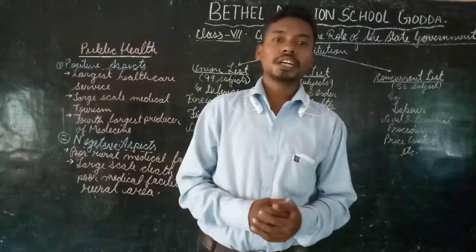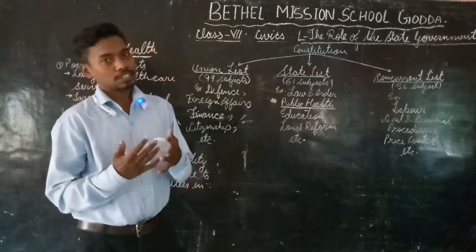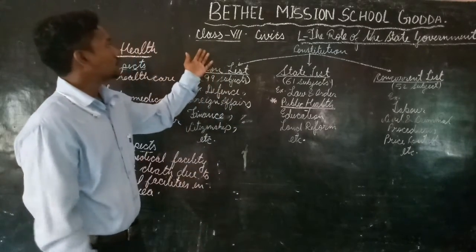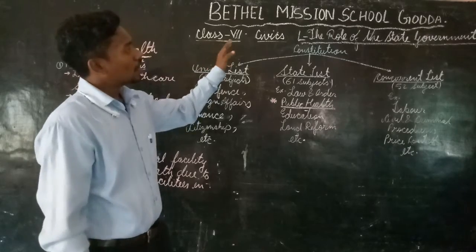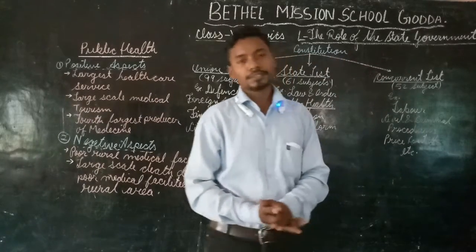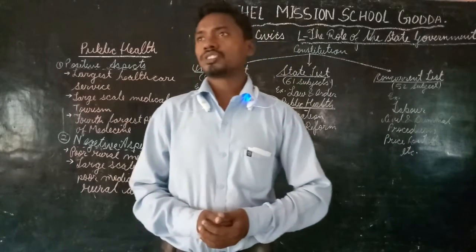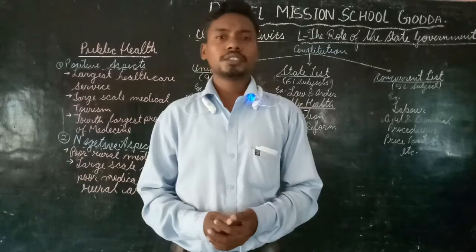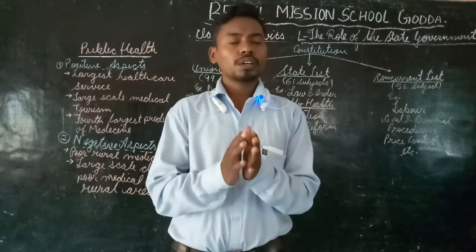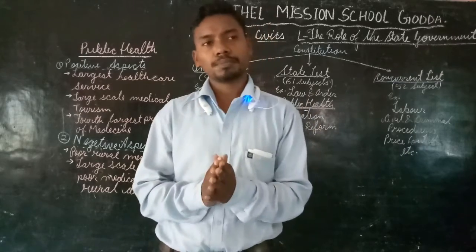I am Francis sir and today we are to discuss the subject civics, for your standard 7. The chapter's name is the role of state government. Before beginning this chapter, first try to understand that we are going to study the role of government. So what is government? Government is a system.